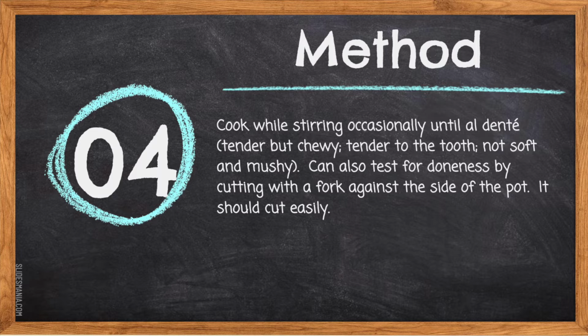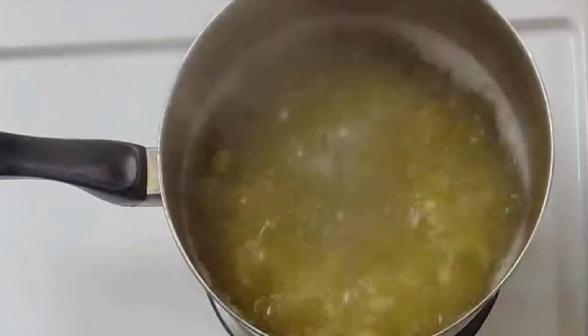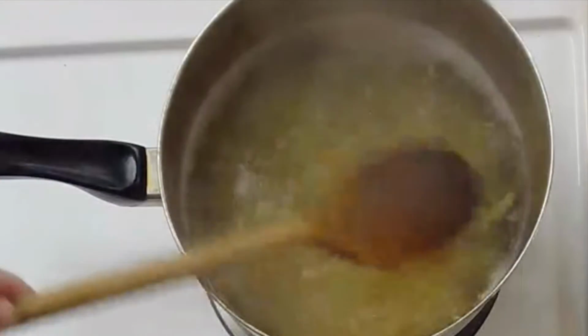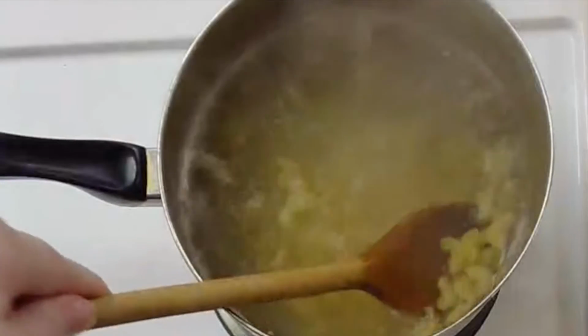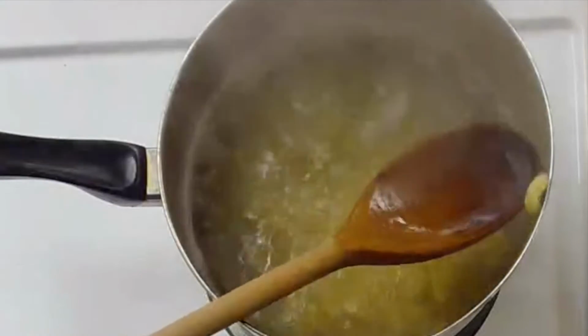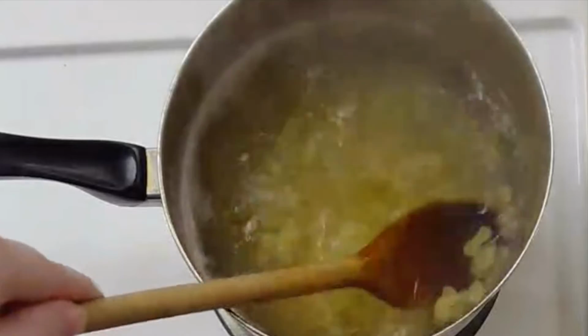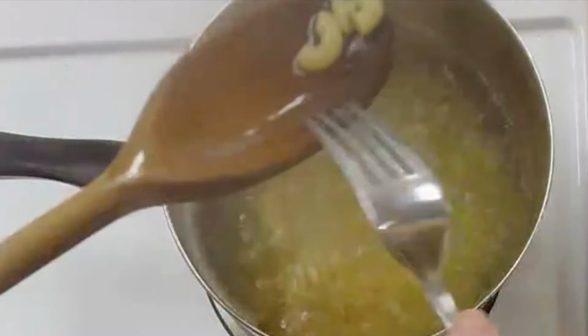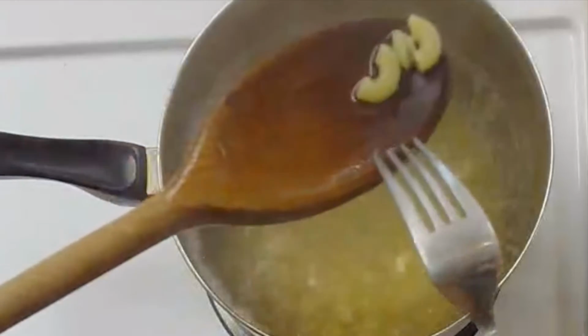Step 4. Cook while stirring occasionally until al dente, tender but chewy, tender to the tooth, not soft and mushy. You can also test for doneness by cutting with a fork against the side of the pot. It should cut easily. Now, one thing to remember is that our pasta product is going to be further cooked in the oven with the sauce. And so in this case, we don't want to quite reach al dente. We want to stop the cooking process slightly before that happens.